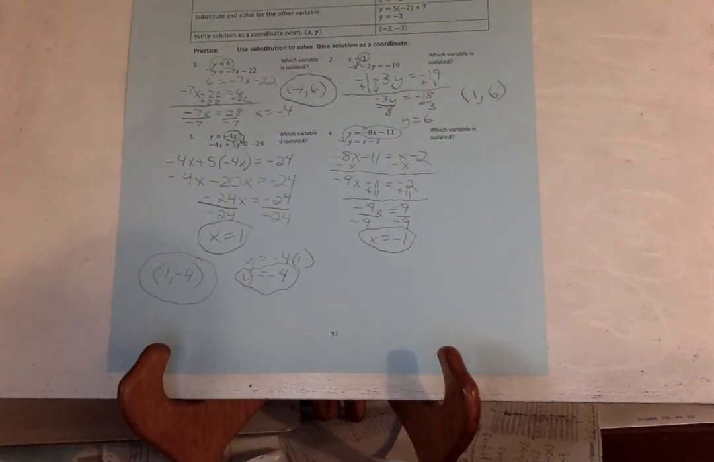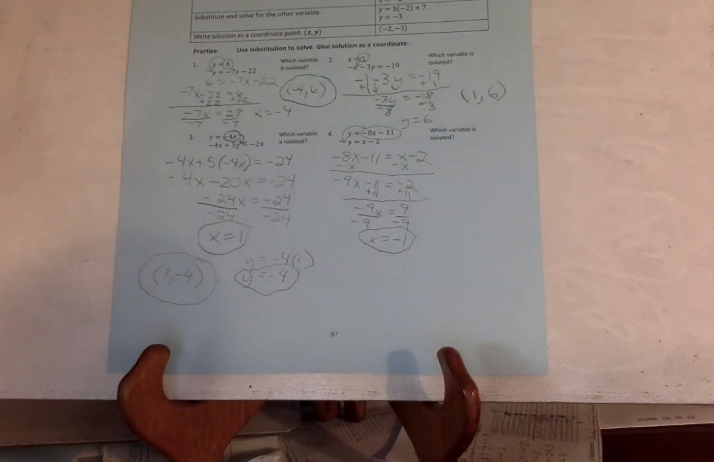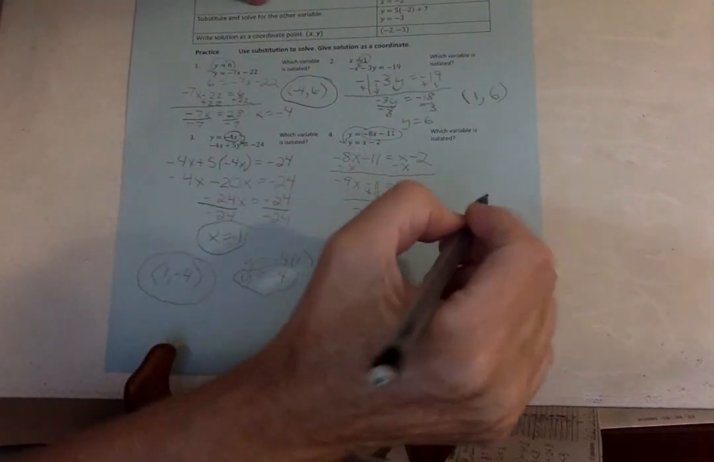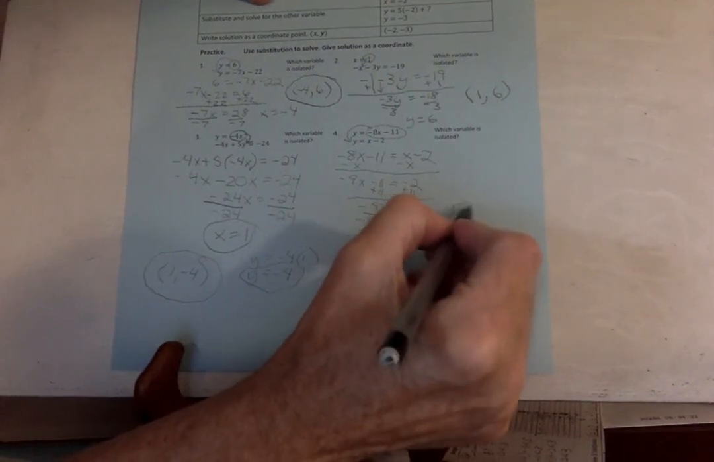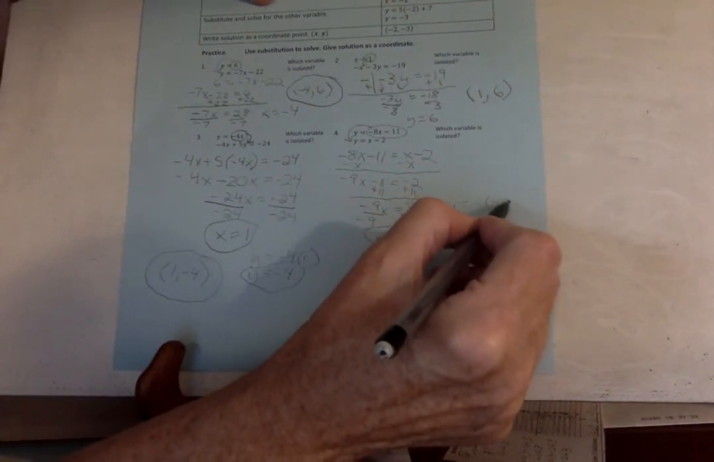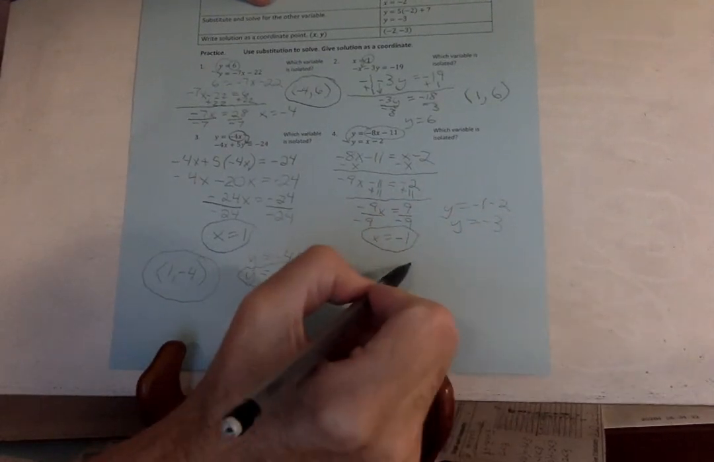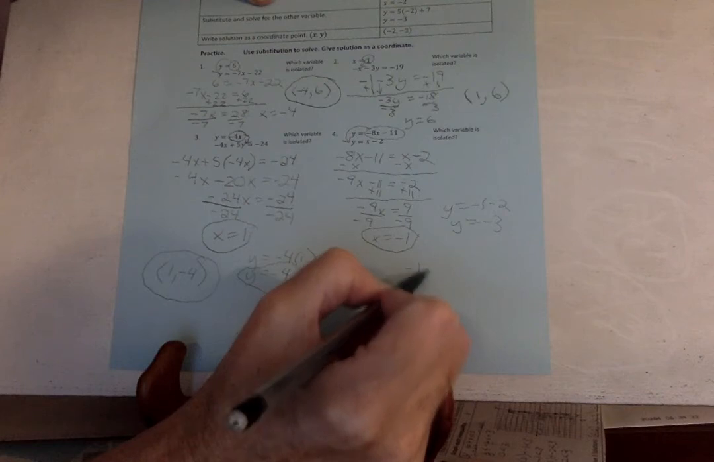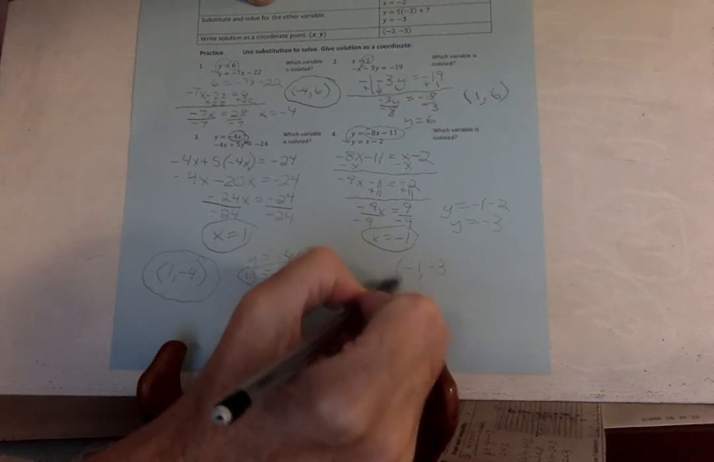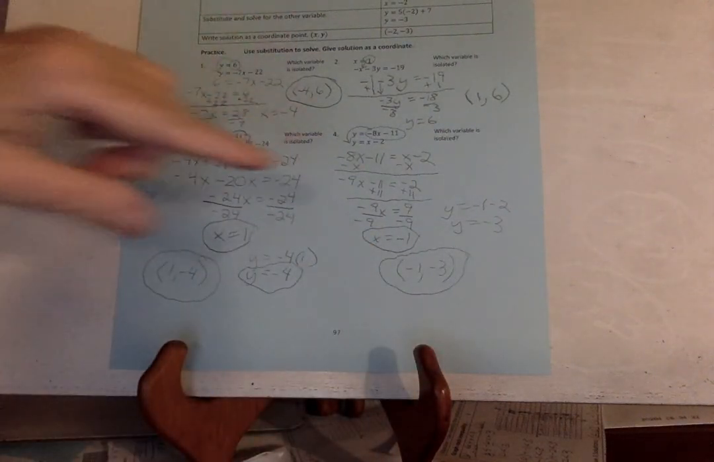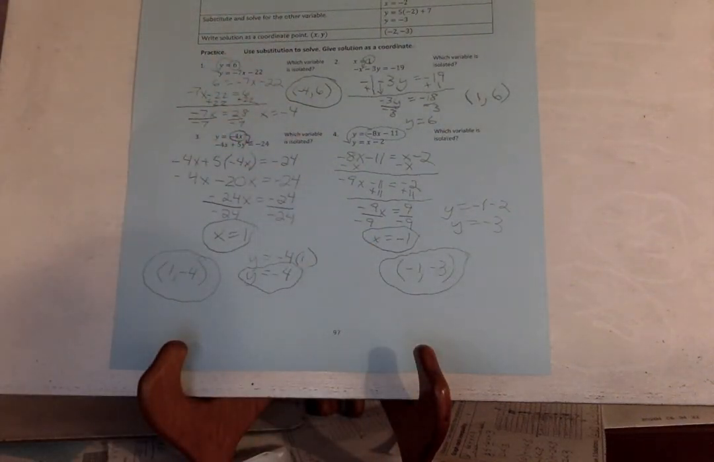Now, I've got to substitute it back into one of my original equations to figure out what y is. This one looks much easier to substitute in, so I could say y equals negative 1 minus 2, y equals negative 3. So our solution is going to be negative 1, comma, negative 3. And if we wanted to plug it back in there, we could see that both of those would work for both of these and makes the equation true.